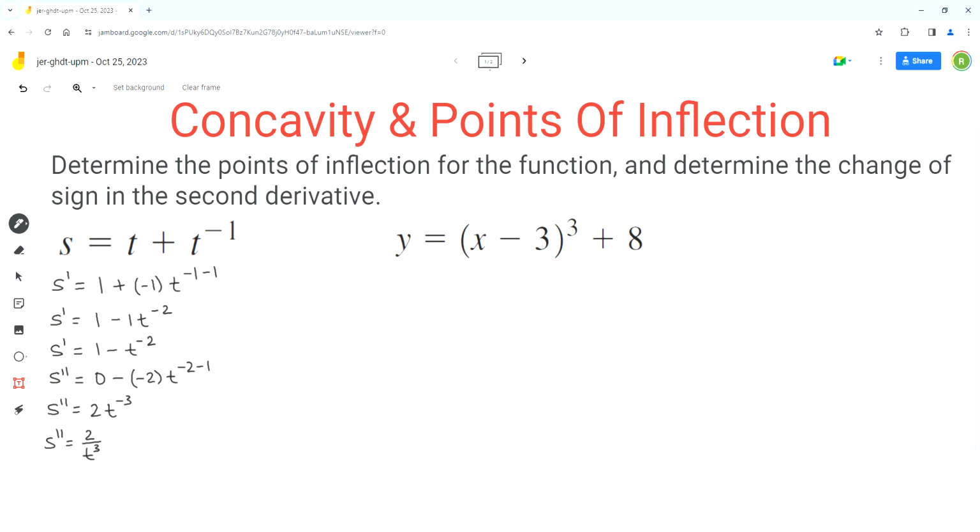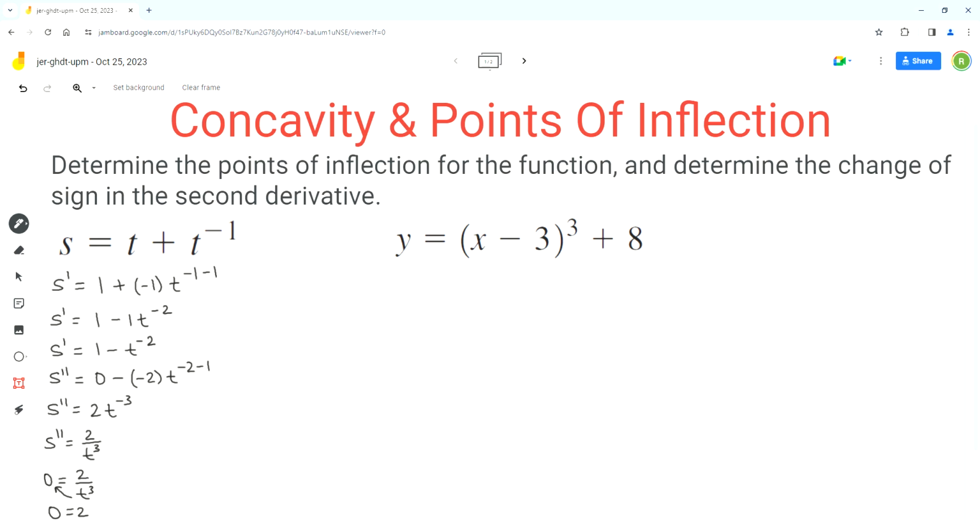So now we have to find the t values that make the second derivative equal to 0 or undefined. So if we set the second derivative equal to 0, and if we cross multiply the t cube, we get 0 equals 2. That means there are no t values that make the second derivative equal to 0.